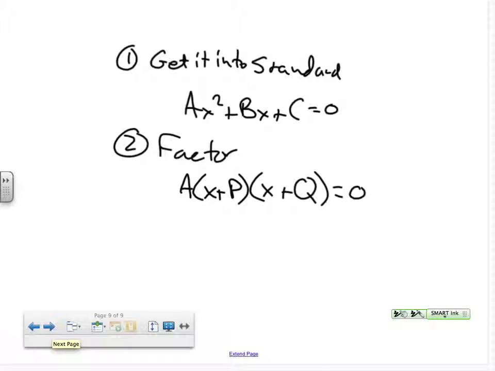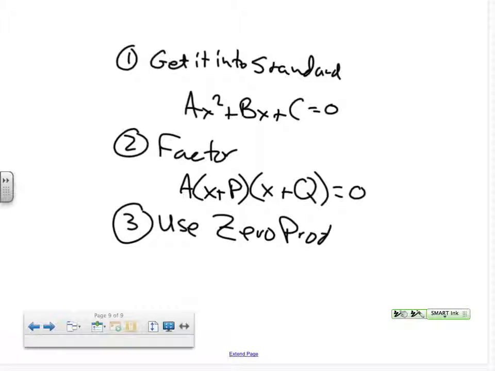And once you got it factored, you can use the zero product property to find your solutions. That means you are multiplying and the answer is 0. That means one of these two things must be equal to 0.